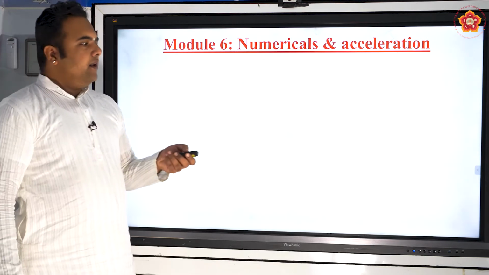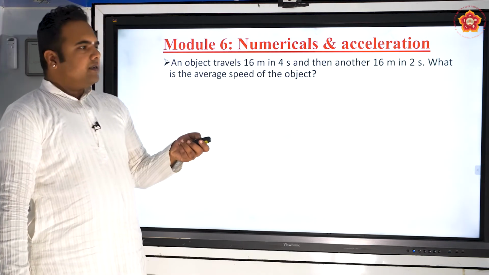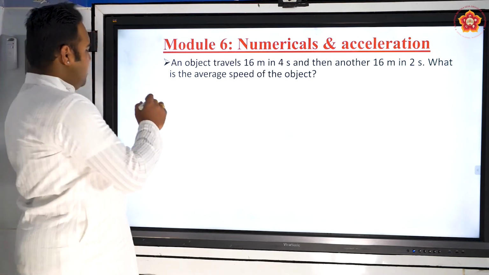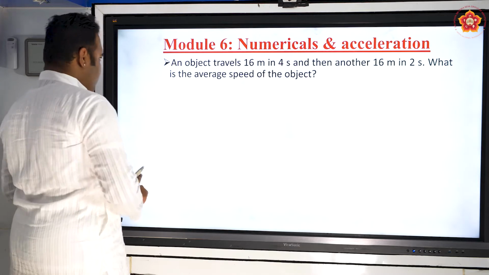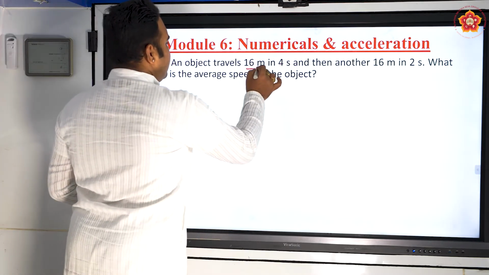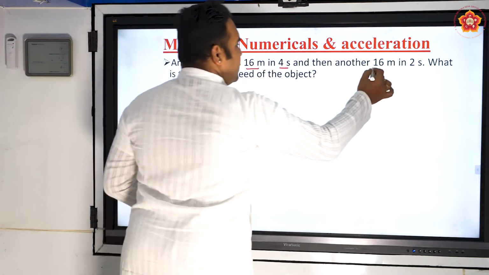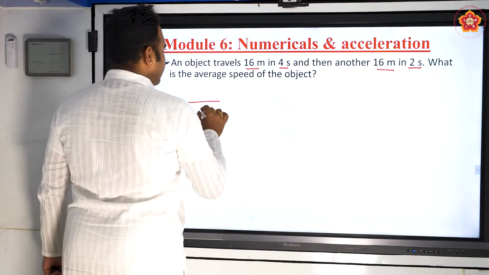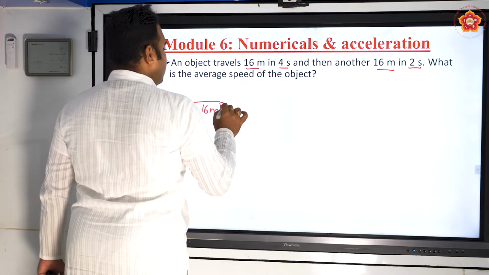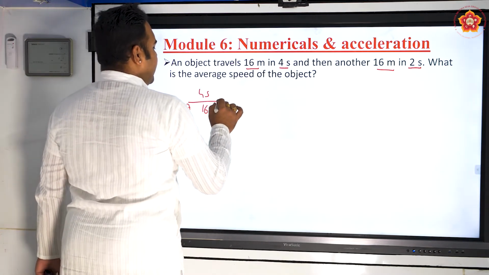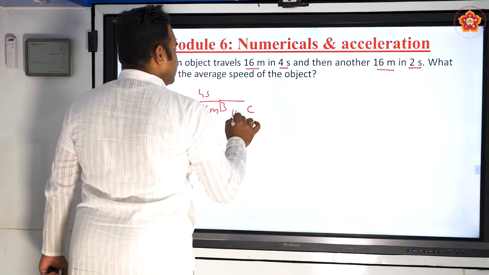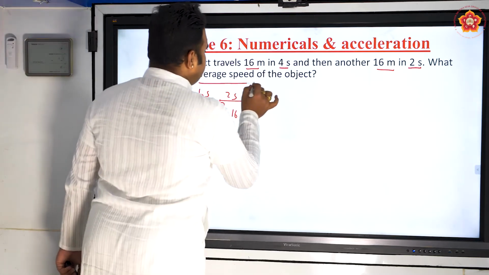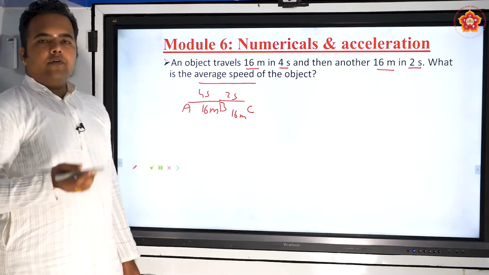In module 6, we will discuss a few numericals, then discuss this concept of acceleration and then wind up this lecture. So just look at this numerical. An object travels 16 meters in 4 seconds and then another 16 meters in 2 seconds. So it is traveling part by part. It moved 16 meters from A to B in 4 seconds and then moved B to C another 16 meters in 2 seconds. What is the average speed they are asking?